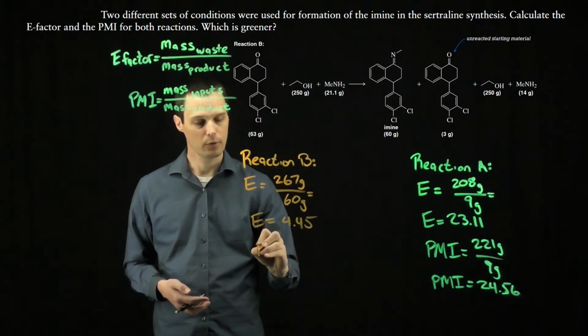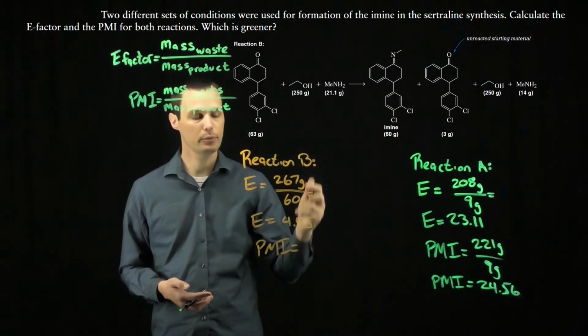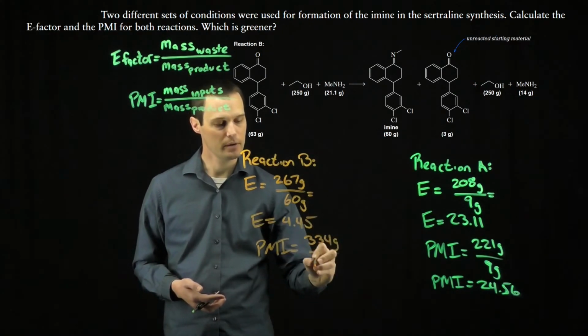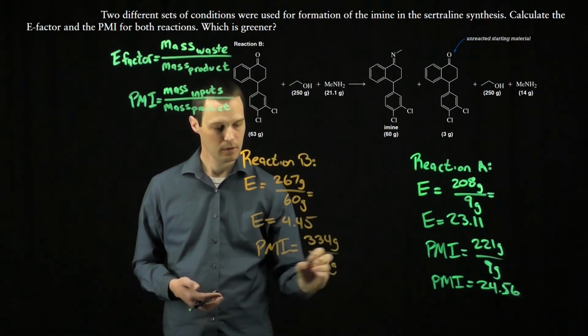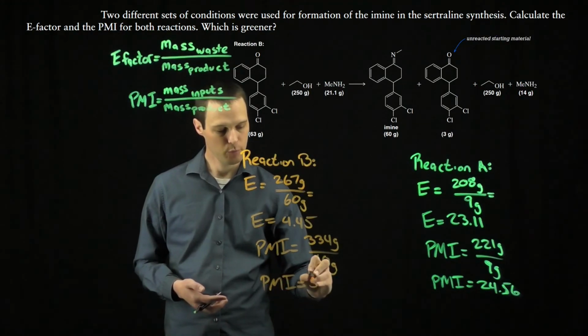If we do the calculation for PMI, if we add up all the mass of the inputs, we get 334 grams. And our same 60 grams of product. Our PMI for this reaction is 5.57.